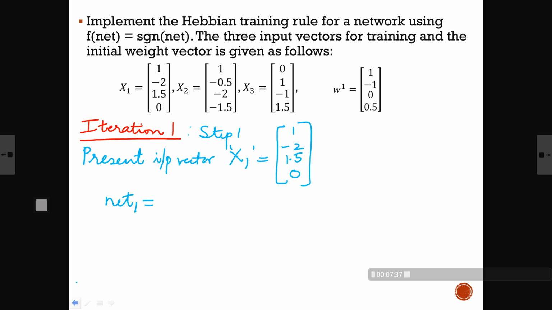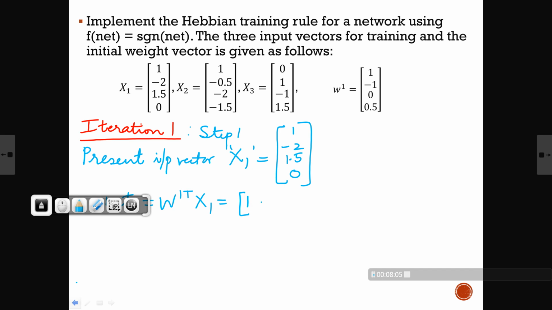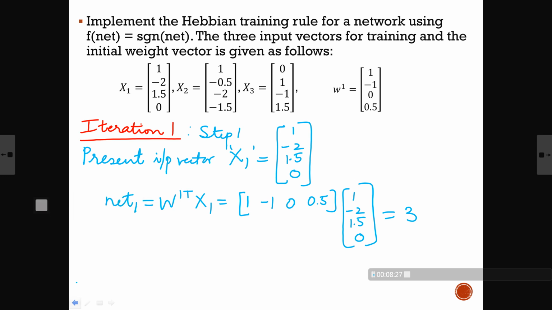So what is net 1? As you know, it is W1 x1 plus W2 x2 plus W3 x3 plus W4 x4. So how to calculate this? The formula for net 1 we write as W1 transpose into x1. So we take the transpose of W1, which is 1, minus 1, 0, 0.5, and multiply it with x1, which is 1, minus 2, 1.5, 0. Whenever you do this, you will get the answer. You can find out what the answer is: 1 plus 2, so the answer will be 3. Net 1 is equal to 3.